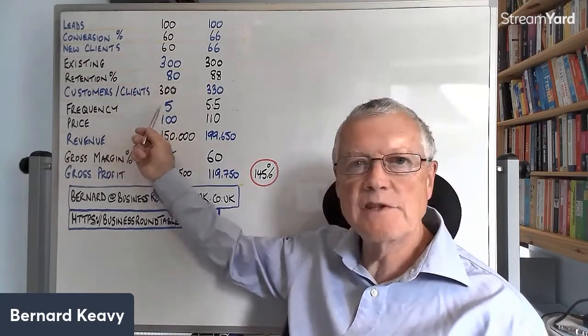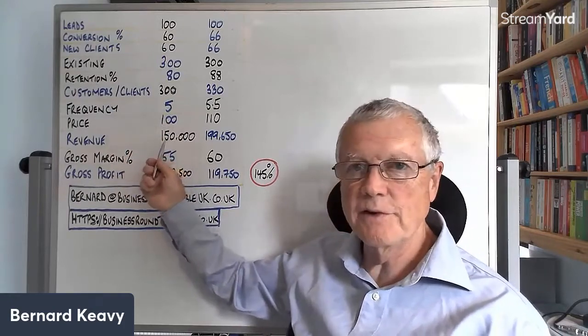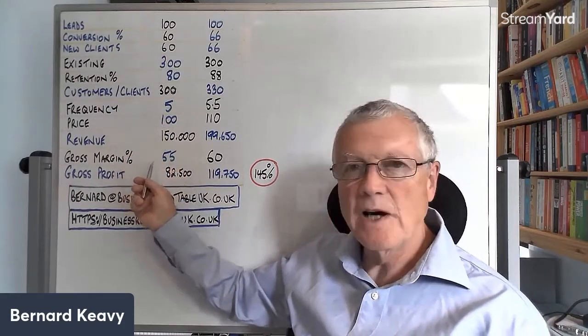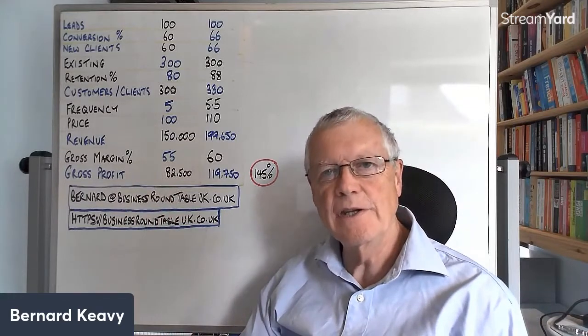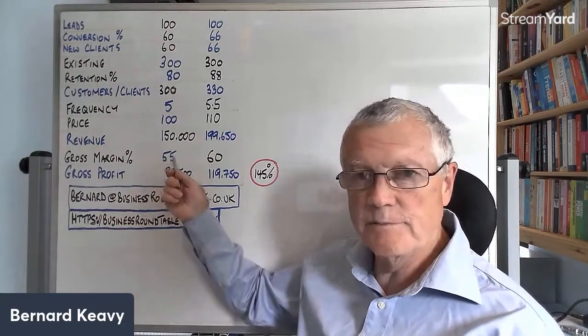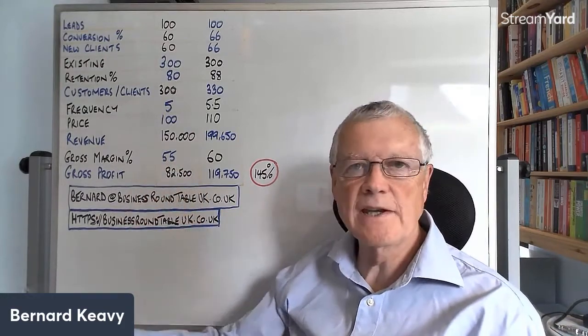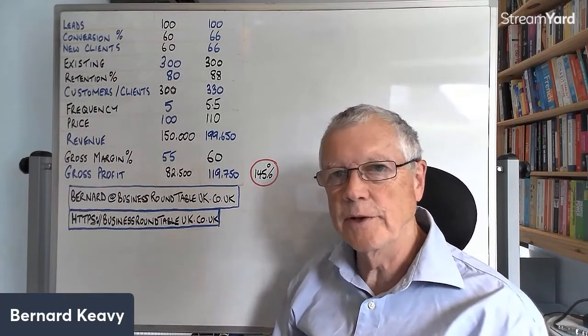And if we know on average they buy 5 times and spend 100 each time, then our revenue is 150,000. Our gross margin, which is basically how much we make on every item that we sell, whether it's a good or a service, is 55%. So our gross profit would be 82,500. And then we take off our overheads to get our bottom line profit.